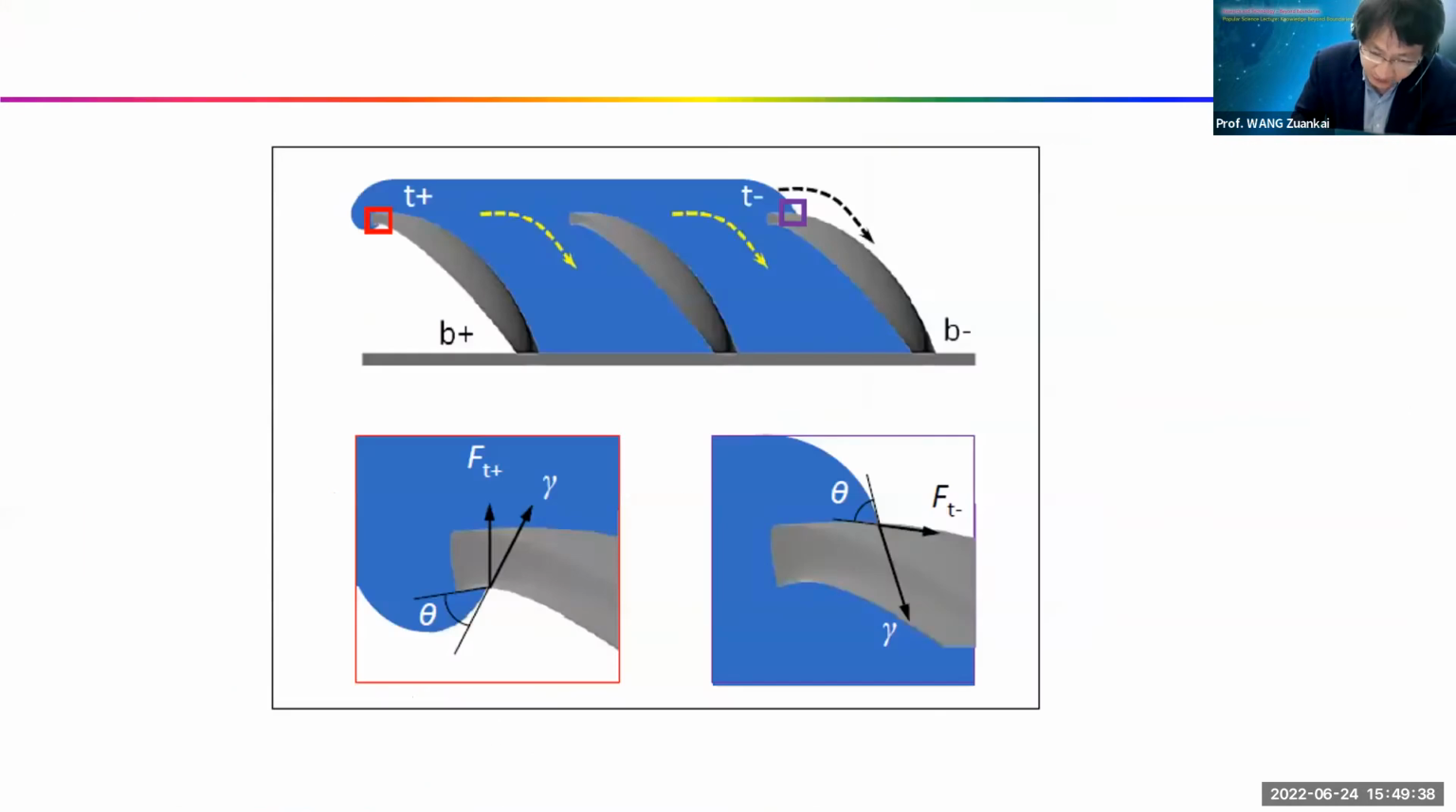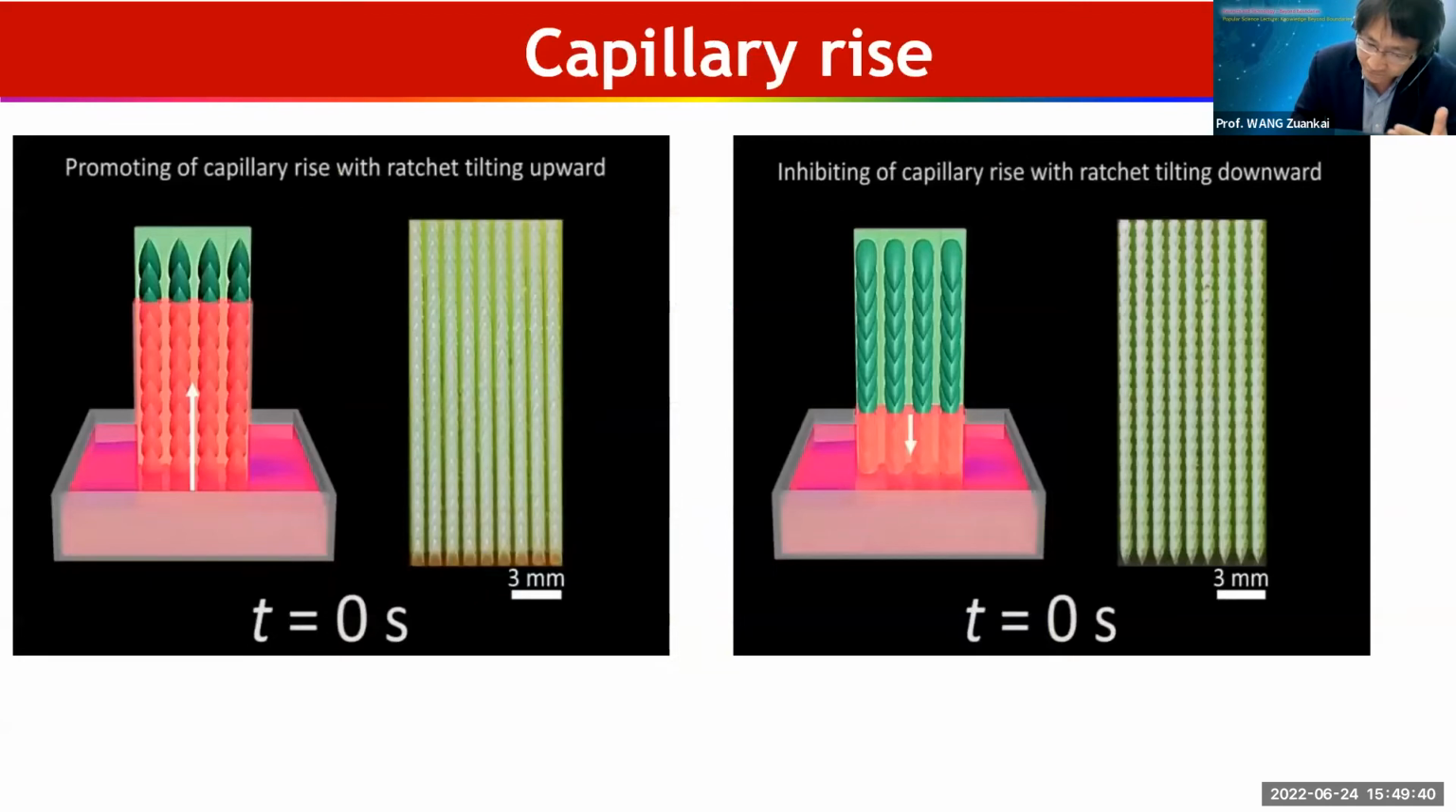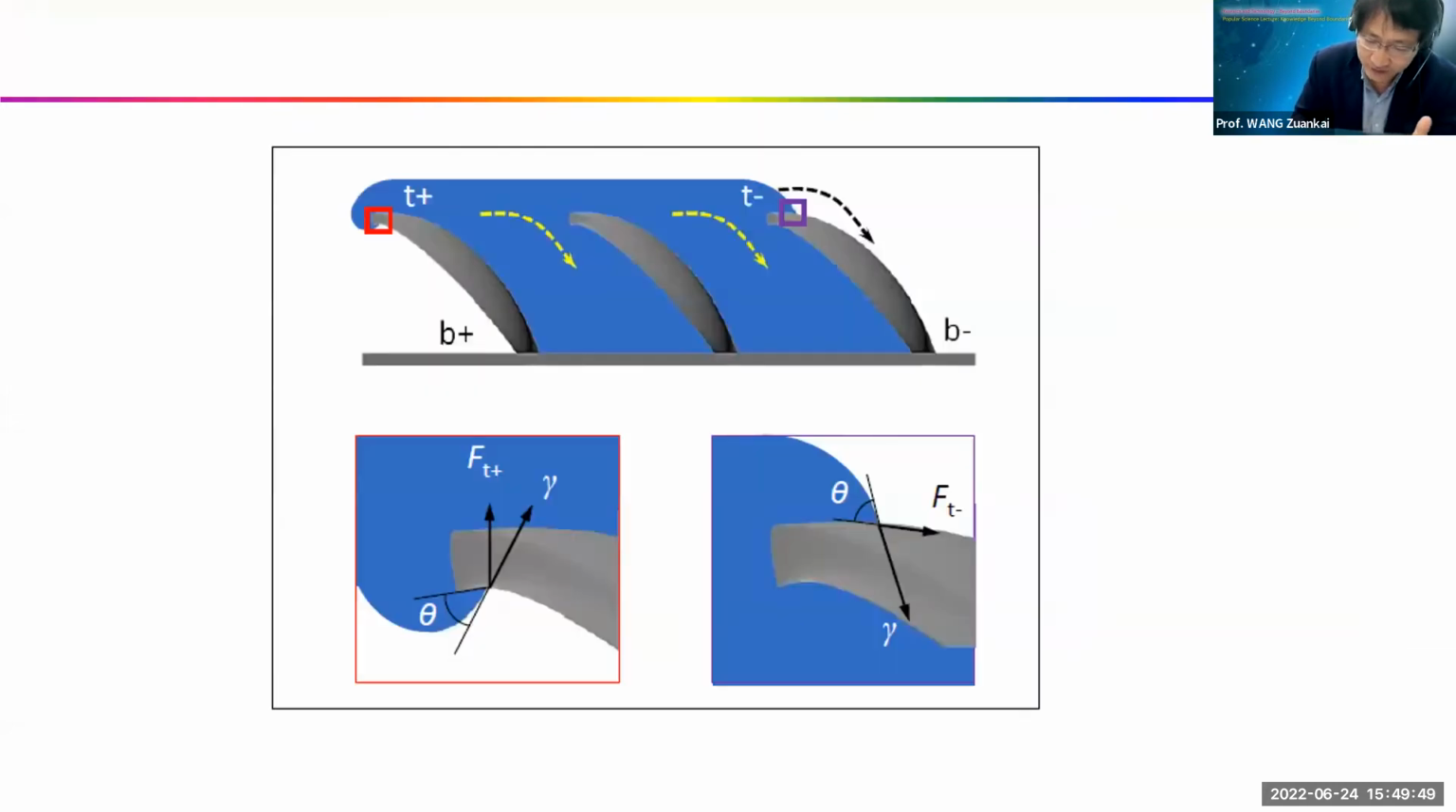Even without nanostructure, the liquid flows very rapidly. So probably you wonder why, on our surface, different liquids flow in different directions. The secret lies in the reentrant structure. If you look at the tip here, we have a reentrant. The reentrant modifies the energy barrier for liquid transport.